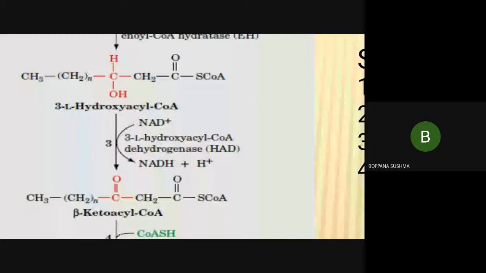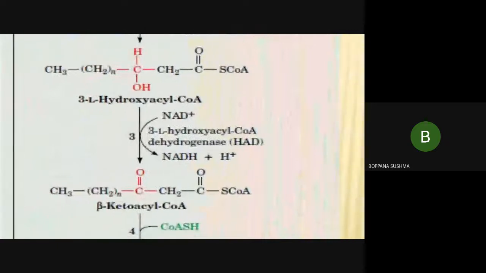So the OH group at the beta position is converted into a keto group. That's why beta hydroxyacyl CoA is converted into beta ketoacyl CoA by the enzyme dehydrogenase. Understood? First one is the oxidation step, second one is the hydration step, third one is the second oxidation step. Understood? Second oxidation step.